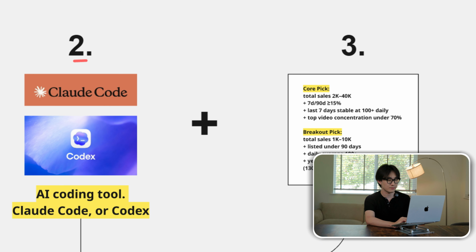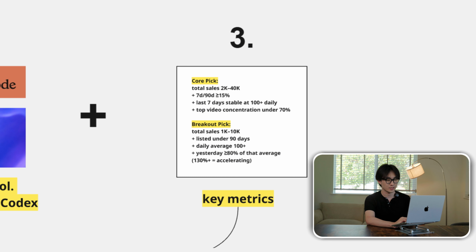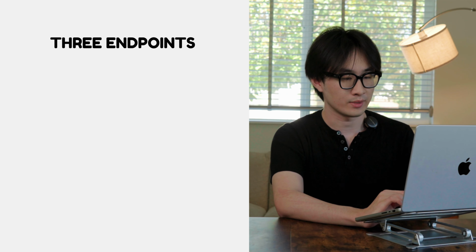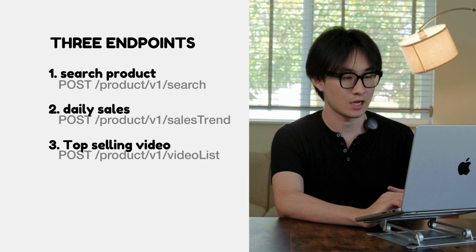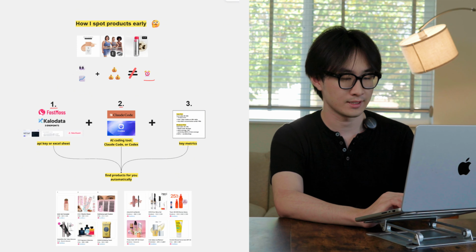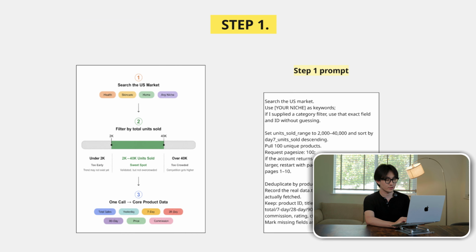You basically give it your API key, give it the key metrics, tell it what you need, and it'll find products for you automatically. We only need 3 endpoints from the API: 1 to search products, 1 to check daily sales, and 1 to pull the product's top selling videos. Then we just give it the rules. I simplified it into 4 steps. Step 1, we give the metrics we want.